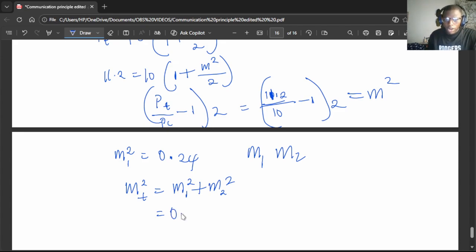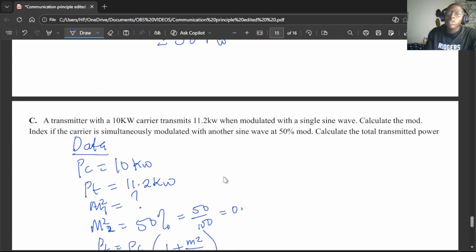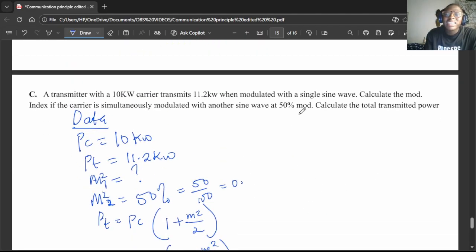0.24, right? 0.24 plus your M2, which was given, was 50%, right? And 50% is 0.5. And we are going to square that. Now this one is not squared because this is what we calculated for. But this is squared because it was given to us as the modulation index. So what we do is you square it. Am I communicating? So you are going to square it.